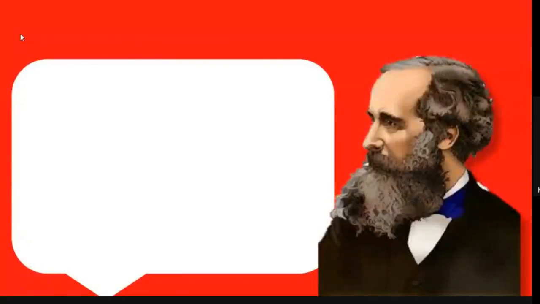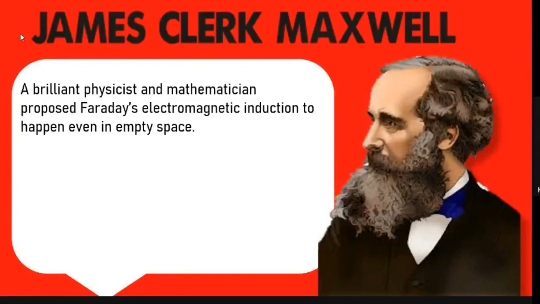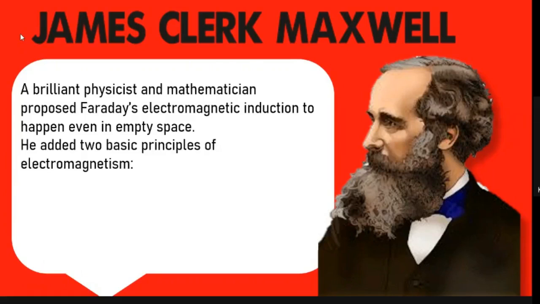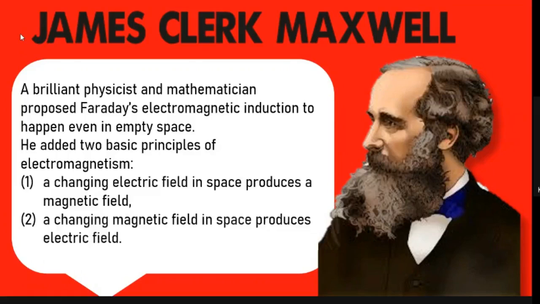A brilliant physicist and mathematician, James Clerk Maxwell, proposed that Faraday's electromagnetic induction happens even in empty space. The symmetry between the fields fascinated him so much. He added two basic principles of electromagnetism. First, a changing electric field in space produces a magnetic field. Second, a changing magnetic field in space produces an electric field.